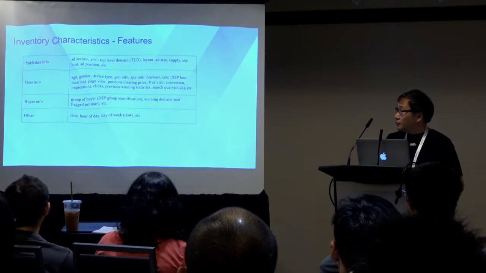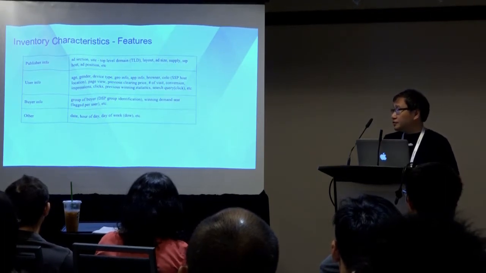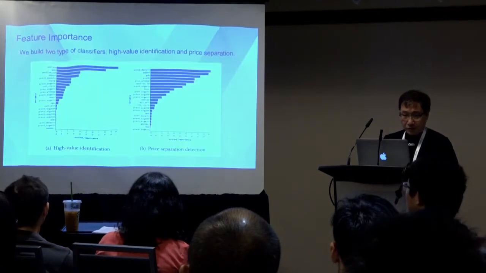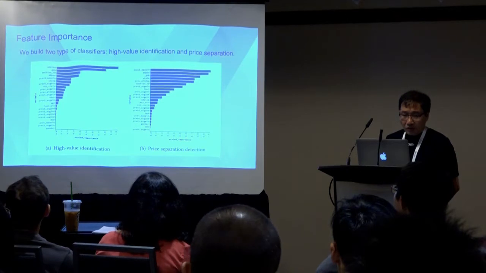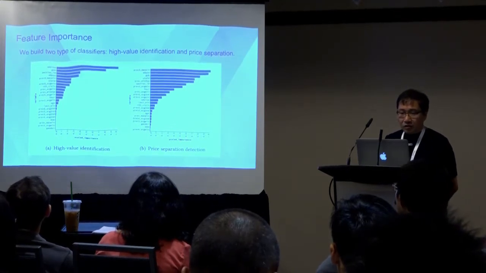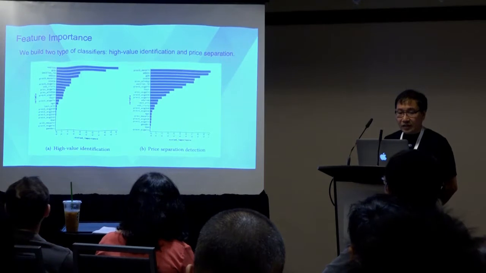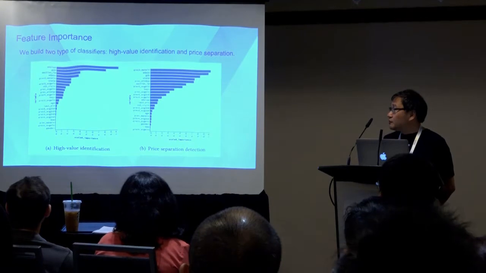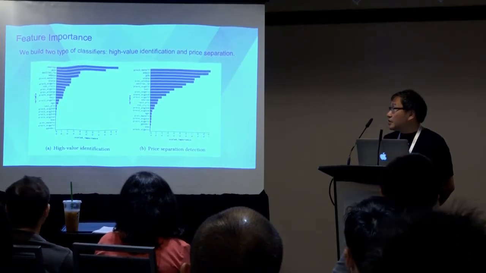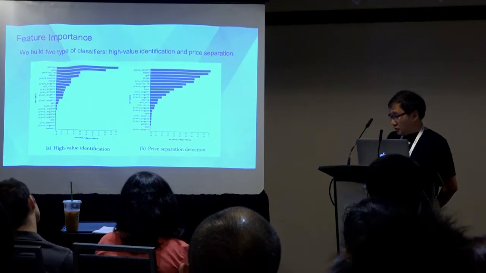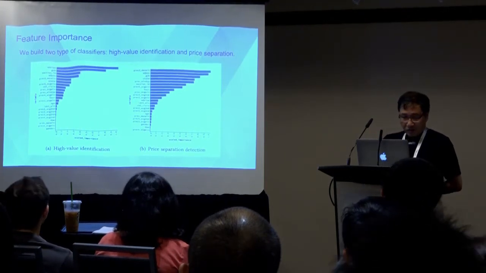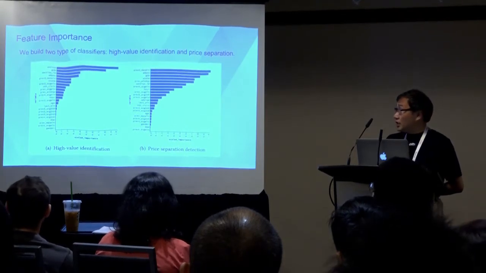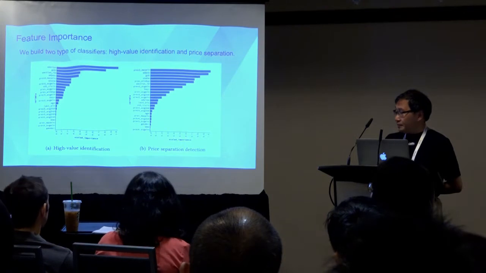And we also look at the day of the week. Those are the standard features people use on the buyer side to predict the bid price as well. Okay, so those are the features correlated to high value identification. What we list here are the importance factors of each individual feature in terms of correlation to the price. So we can see, on the left-hand side, the high value identification, and on the right-hand side, those features that have a high correlation with the price separations.